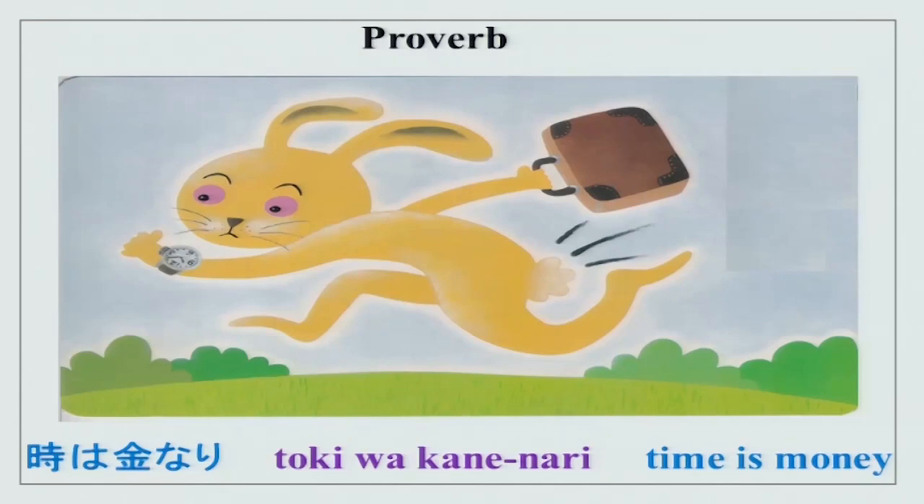And what do you say? Nihongo de nanto imasu ka? Time is money is toki wa kane nari in Japanese. It's given over here. Toki wa kane nari. Time is money. Toki is time, you have done. Wa is hiragana. Kane also you have done. Okane. Nari is, it is very, very important. So, please do not waste time. Toki wa kane nari.